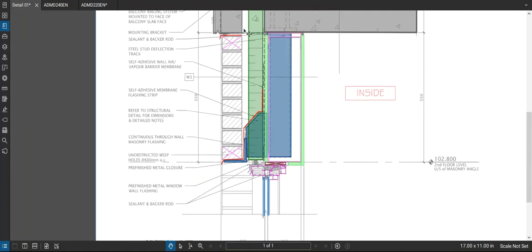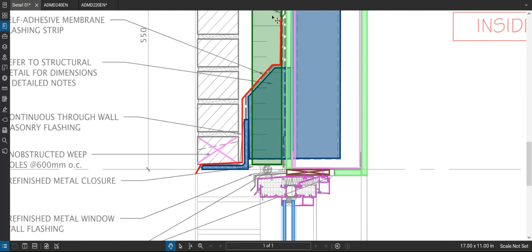Okay, so down here at the bottom of the brick, I'm going to add the through wall flashing.